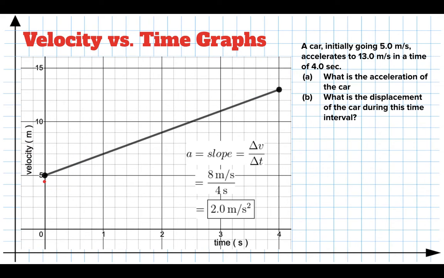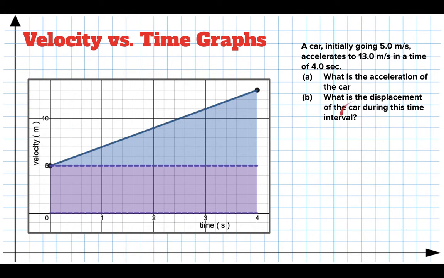So you can think about it this way. If you're going 5 meters per second, then 1 second later, you'll be going 7. And another second later, you'll be going 9. Another second later, you'll be going 11, and another second later, you'll be going 13. Your velocity is increasing 2 meters per second every second. That's the acceleration. It tells you the rate that the velocity changes, and it's the slope of the velocity versus time graph.